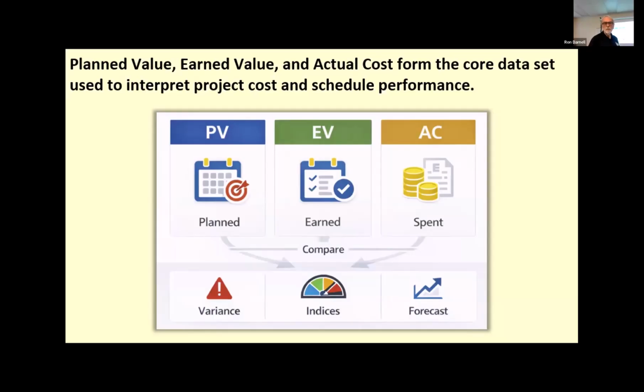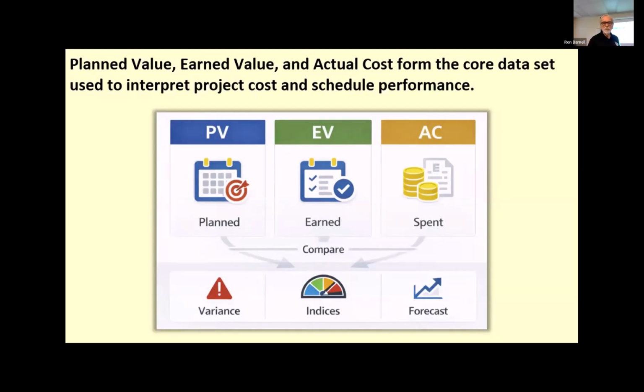Plan value represents the budgeted amount of work that was supposed to be completed by a certain point in time. It's tied to the approved baseline and reflects where the project was expected to be. Earned value represents the budgeted value of the work that has actually been completed. This is important because it expresses completed work in budget terms. So we take completed work and put it in dollars, making it possible to compare planned progress and actual accomplishment. Then actual cost represents what's actually been spent to perform the completed work so far.